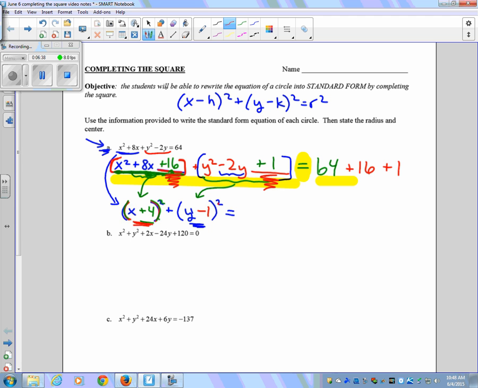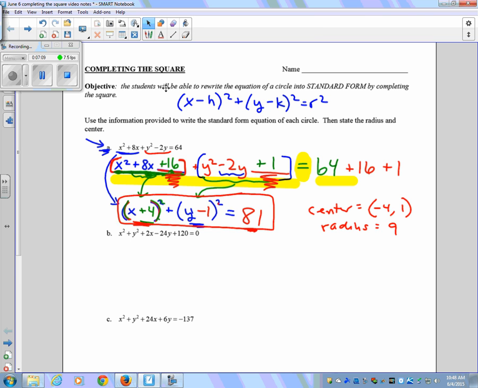Well, 64 plus 16 is 80, plus 1 is 81. So the standard form of this circle is (x plus 4) squared plus (y minus 1) squared equals 81. So what's the center? Remember, opposite sign: -4, 1. And radius is going to be, r squared is 81, so r is going to be 9.